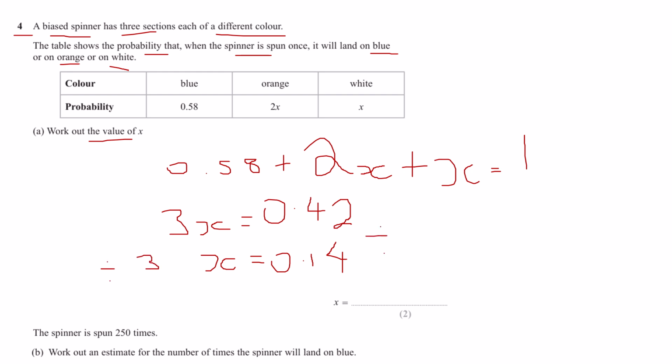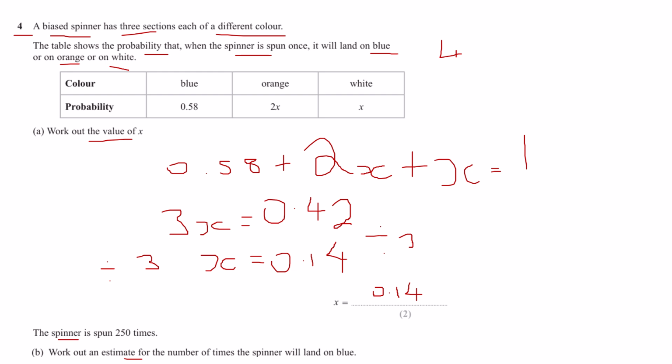So x equals 0.14, and that was worth 2 marks. Part B is also worth 2 marks, so question 4 here totals 4 marks. Part B: the spinner is spun 250 times. Work out an estimate for the number of times that it will land on blue.